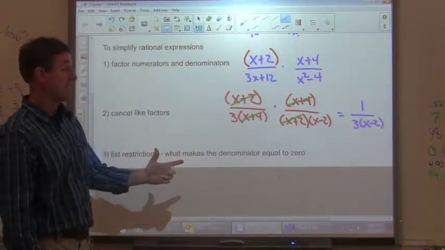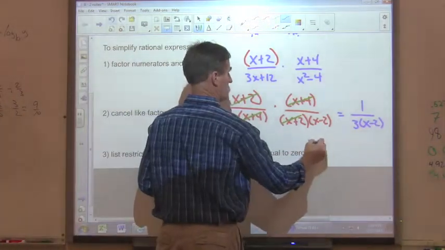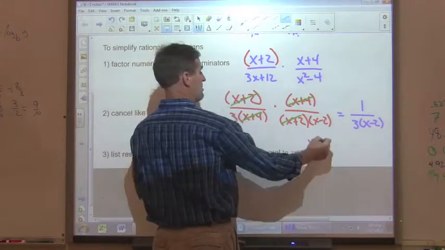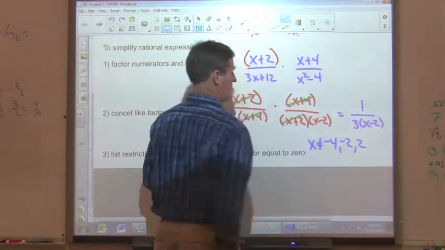Now again, if they ask us for our restrictions, we have to go back. x cannot equal the opposite of this, negative 4, negative 2, and positive 2.